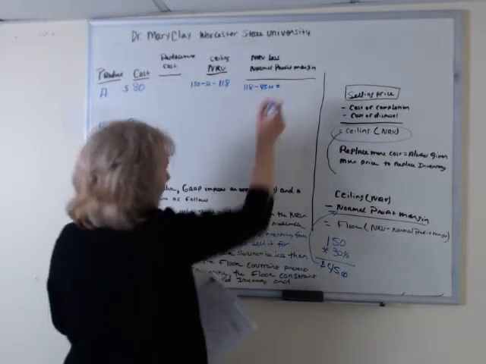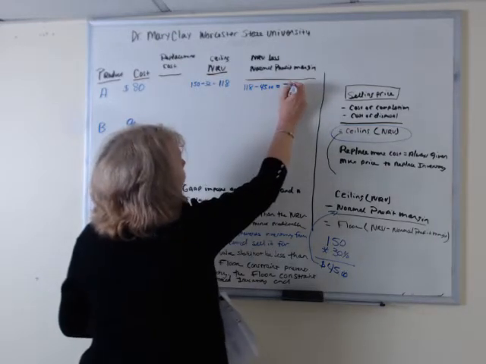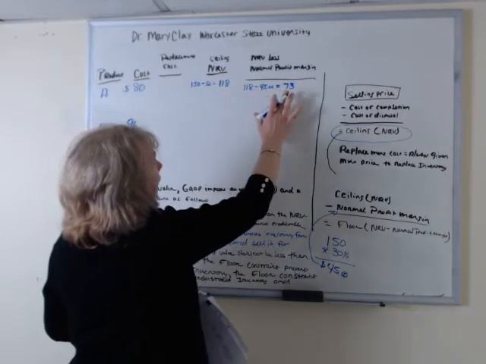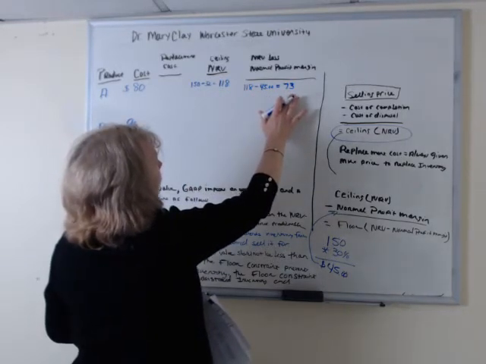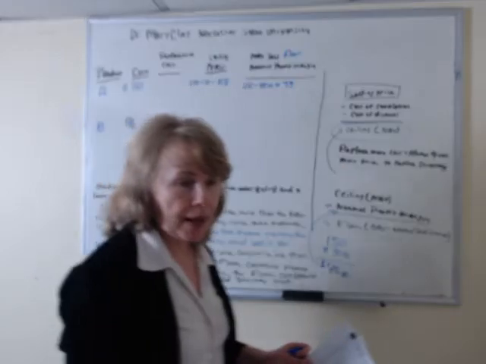And that gives me $73. So far I have two numbers: I have the ceiling and I have the floor, okay? So this is also known as the floor. Okay, so now I go look back at the problem.